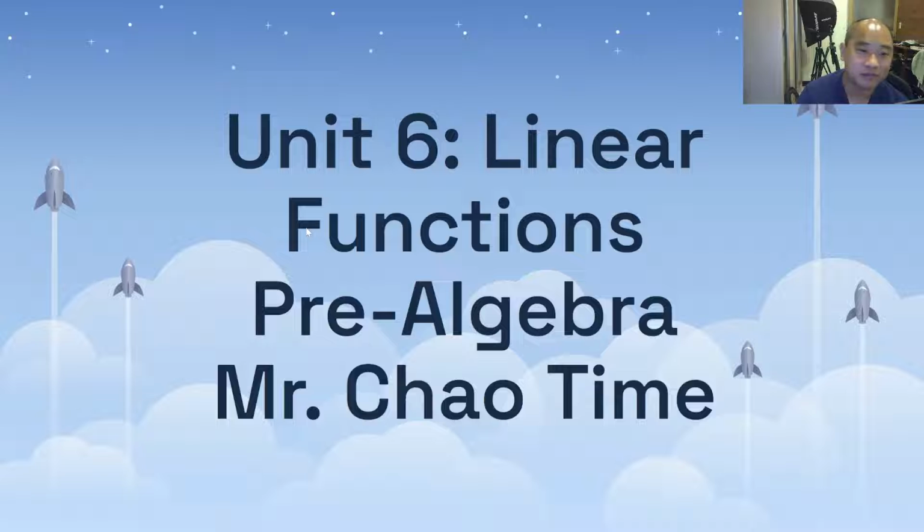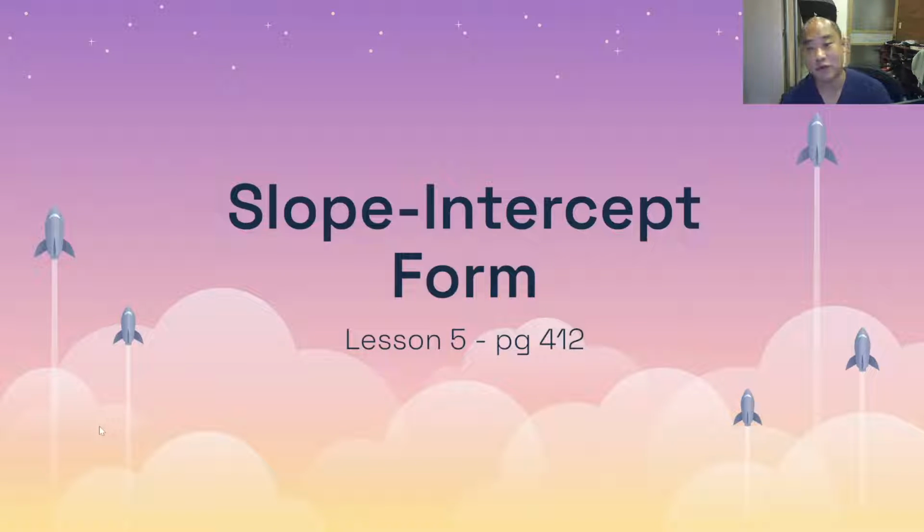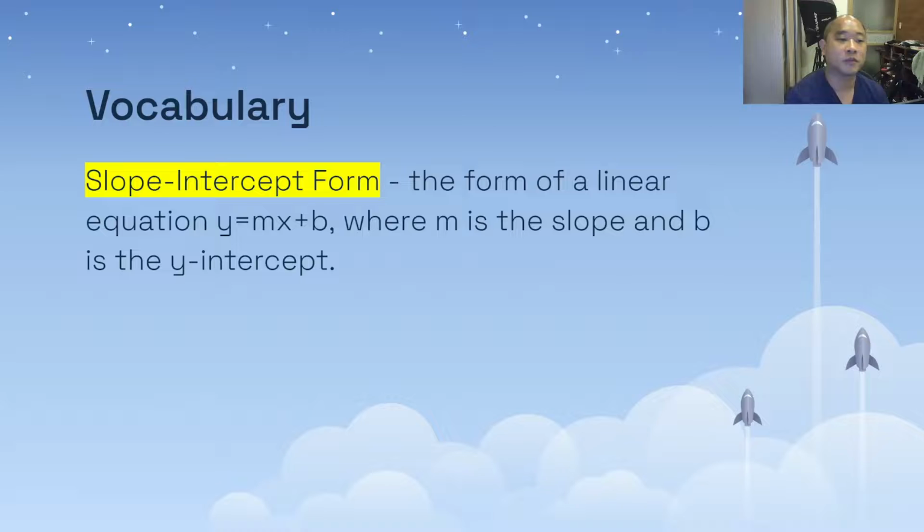What are we doing now? We're doing Slope-Intercept Form, Lesson 5, page 412, if you're following along in the book. All right, let's get to it. Slope-Intercept Form. What is it?